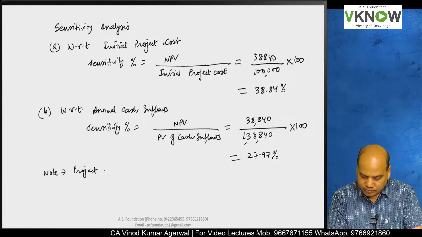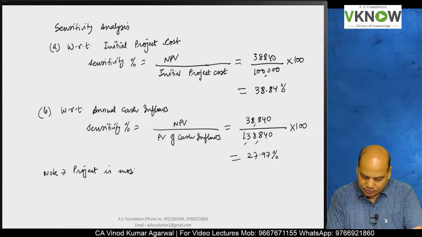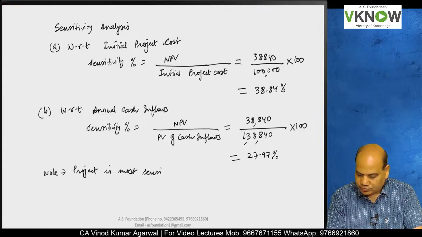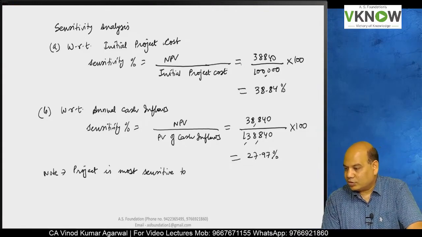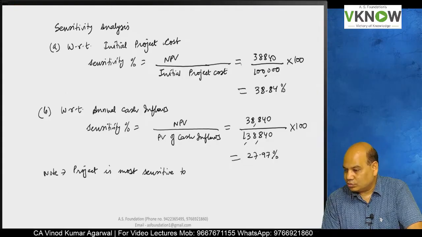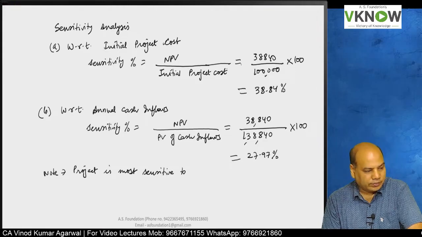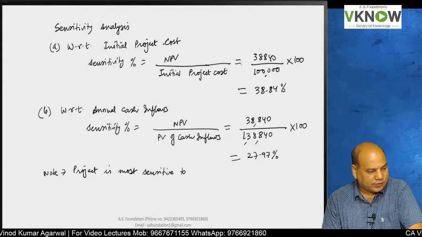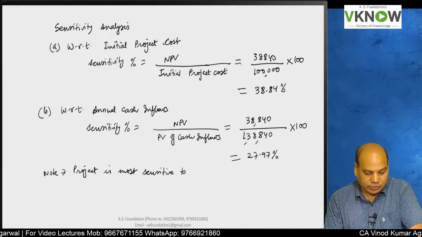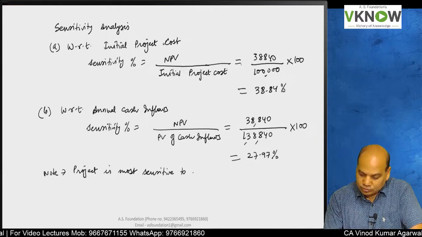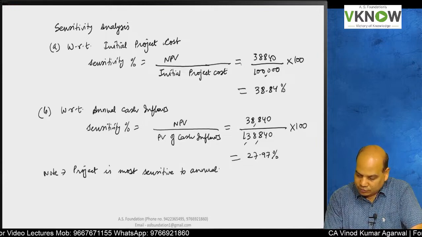So write down note, project is most sensitive to which variable? Come on, fill in the blanks. Project is most sensitive to cash inflow or project cost? Come on, the one which is lowest. Project is most sensitive to annual cash inflow. Very good.